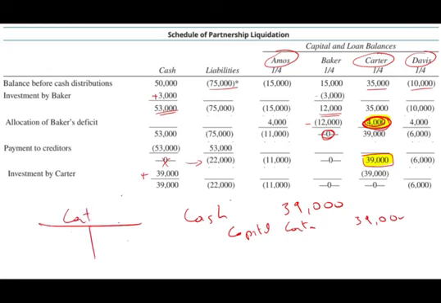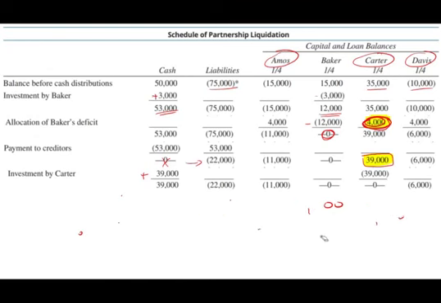So Carter had a debit balance of 39. Now I credited his balance 39. Carter is out. Carter is out too. But good, Carter gave us some money. He's out, but at least he was able to contribute enough money to absorb his deficit balance. Now the partnership has $39,000 again, but Carter is out. So notice Carter is out, Baker is out. Both of them are out.